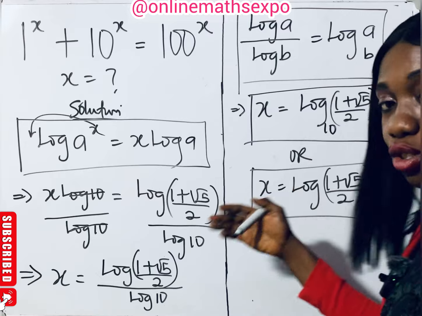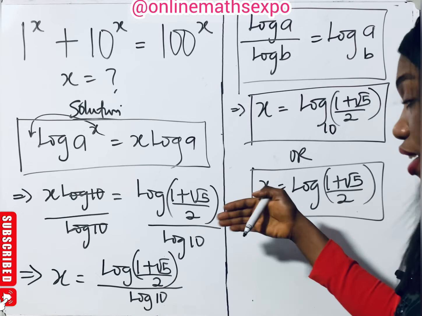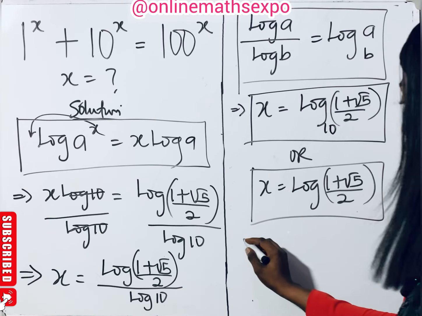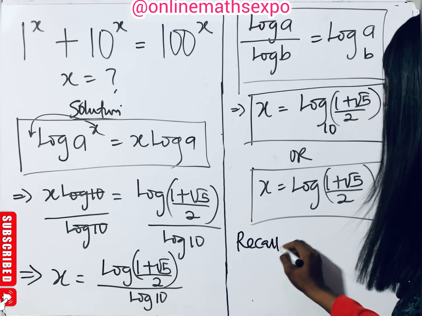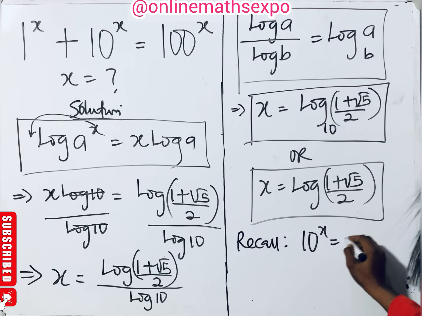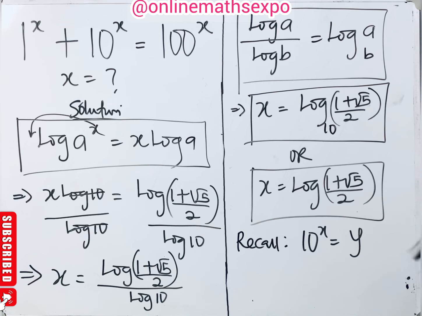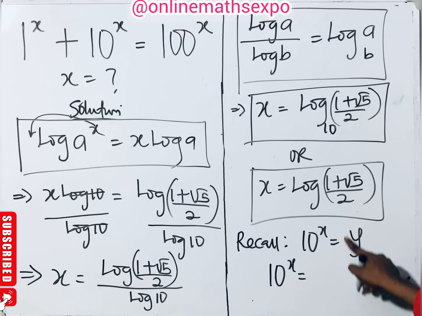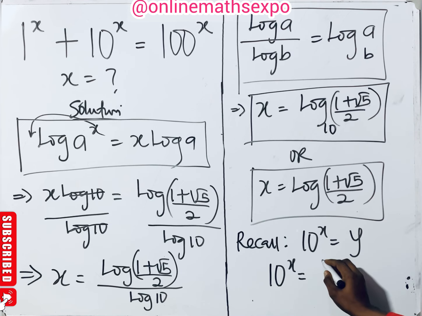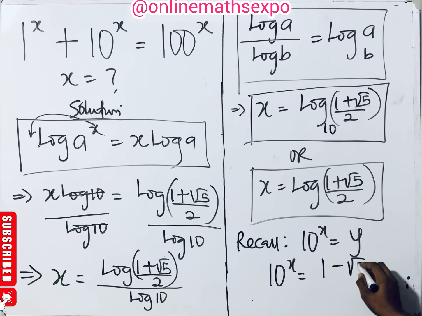Let's also get the value of x for the second value of y. Now remember, recall also that 10 to the power of x is equal to y. Then we have it that 10 to the power of x is equal to the second value of y, which we got as (1 minus root 5) divided by 2.